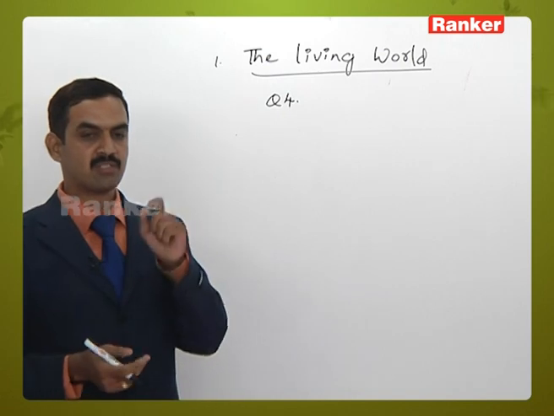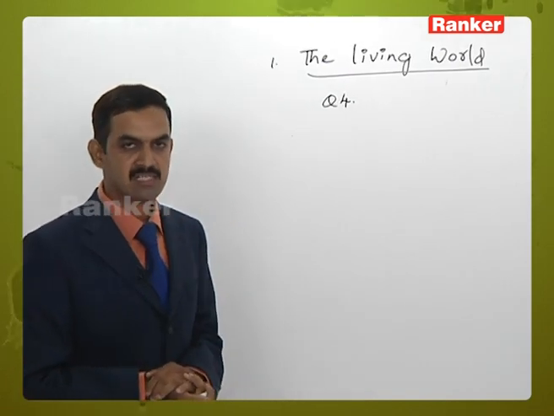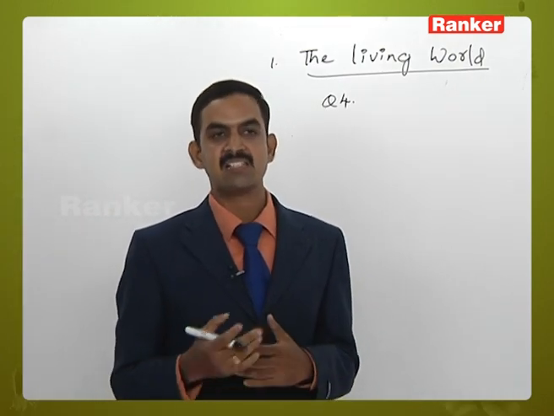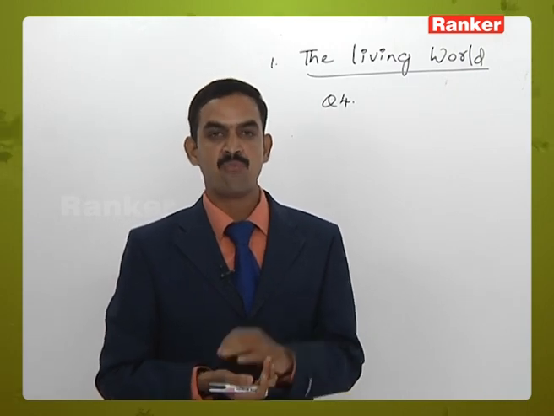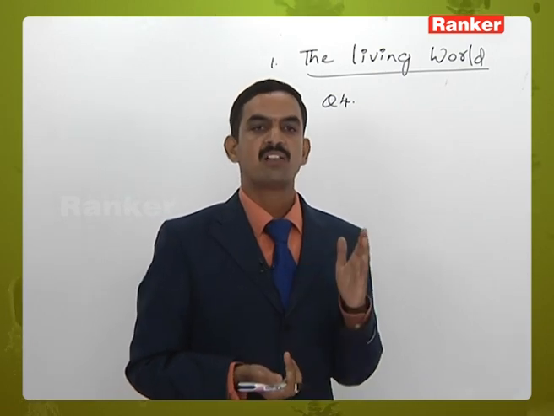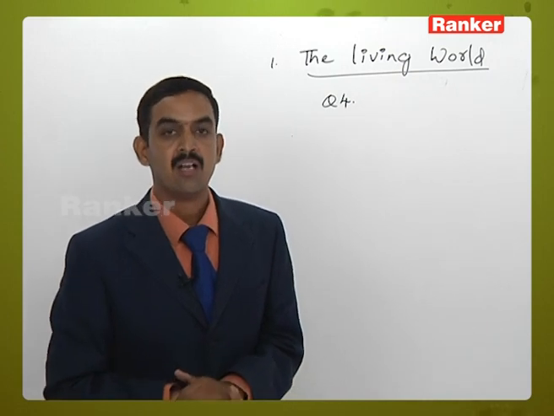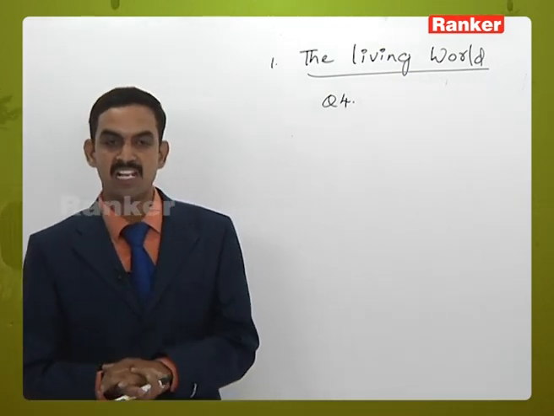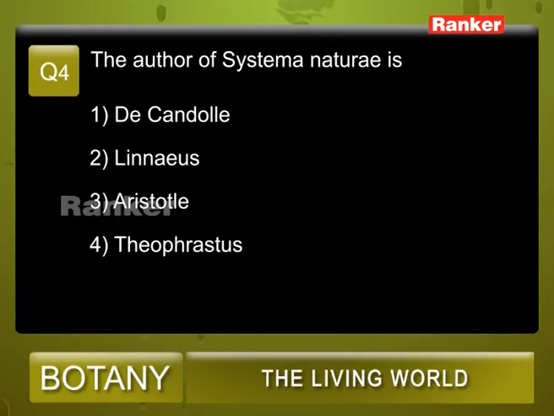Here I would like to discuss one important point about each scientist. De Candolle is the scientist who gave the term taxonomy, and Linnaeus is considered the father of taxonomy. Aristotle is the person who first classified living organisms based on the presence and absence of red blood cells, and Theophrastus is considered the father of botany. Out of the four scientists, Linnaeus is the author of Systema Naturae. So the answer is 2.